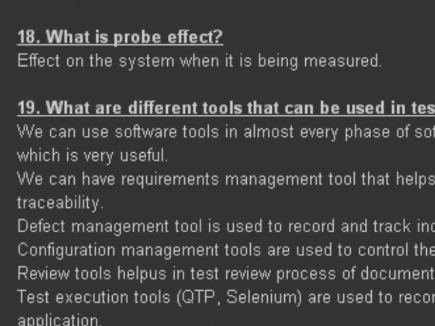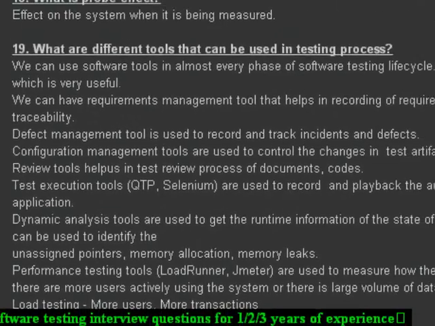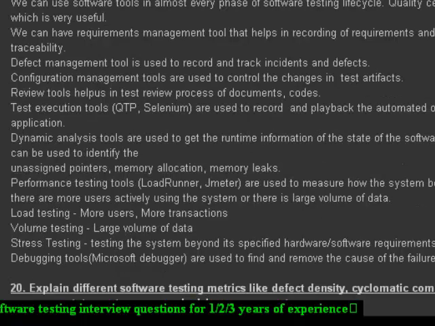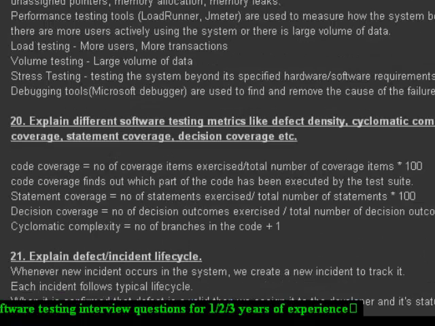And what is a probe effect? Effect on the system when it is being measured is called the probe effect. What are the different tools that can be used in the testing process? Now there are different tools that can be used, like functional testing tools, QTP, Selenium, and for performance testing, tools like LoadRunner and JMeter, etc. Explain different software testing metrics: defect density, cyclomatic complexity, code coverage, statement coverage, etc.